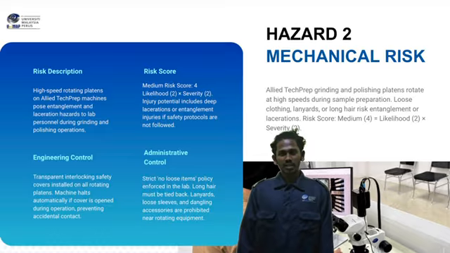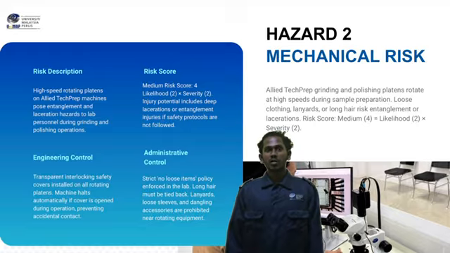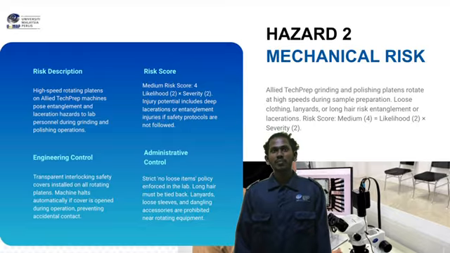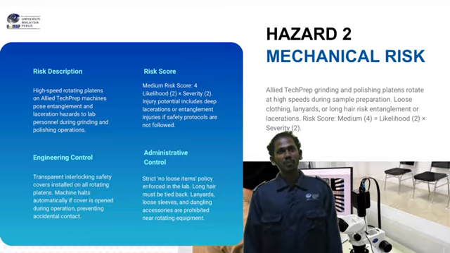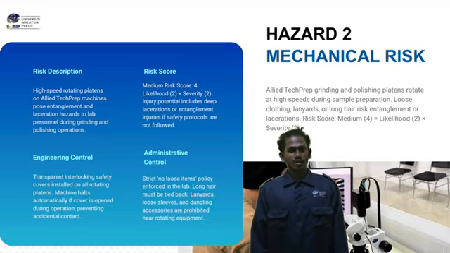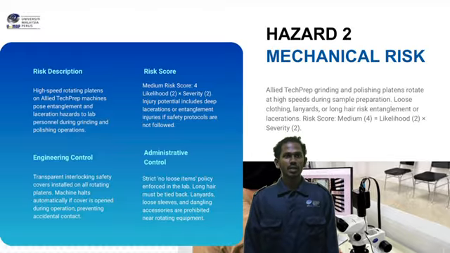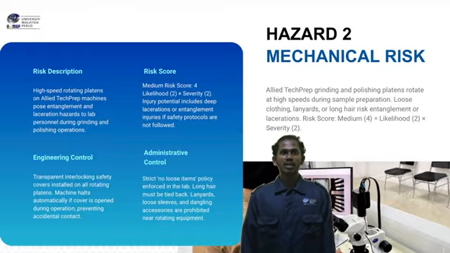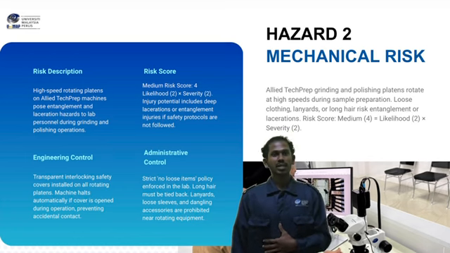To control this hazard, we propose an engineering control, which is the installation of a transparent interlocking safety cover. The machine will automatically stop if the cover is opened during operation, preventing accidental contact with moving parts. In conclusion, by combining engineering and administrative controls, the risk of mechanical injury can be effectively reduced, creating a safer laboratory environment. That's it for my part, and I will pass to the next slide to my friend.